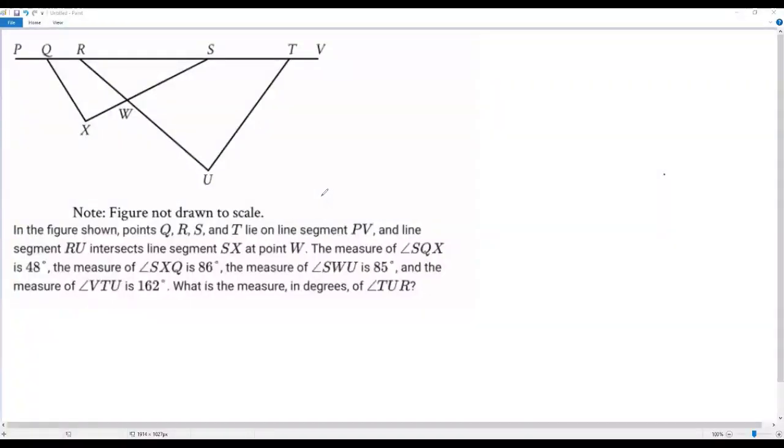Here we have a SAT math question. Okay, let's go to the information. So there is a figure given over here. Okay, there is some information connected to the figure. Now let's go to the information.